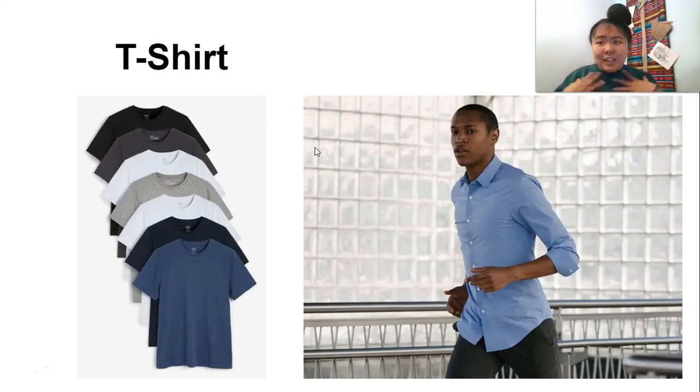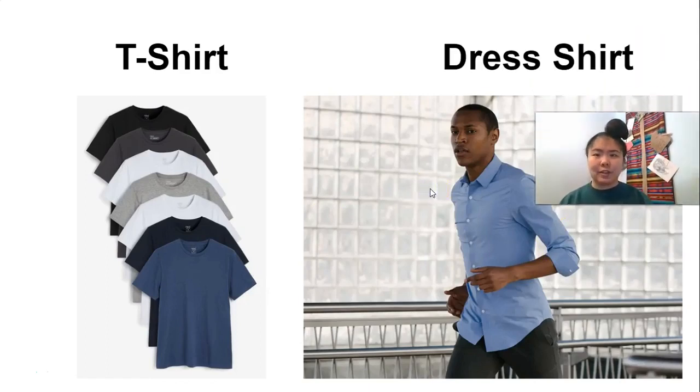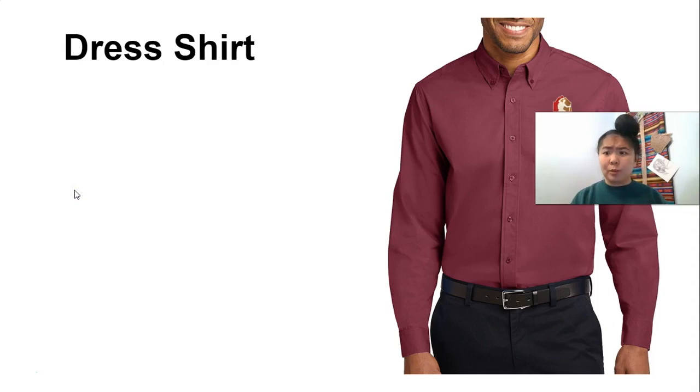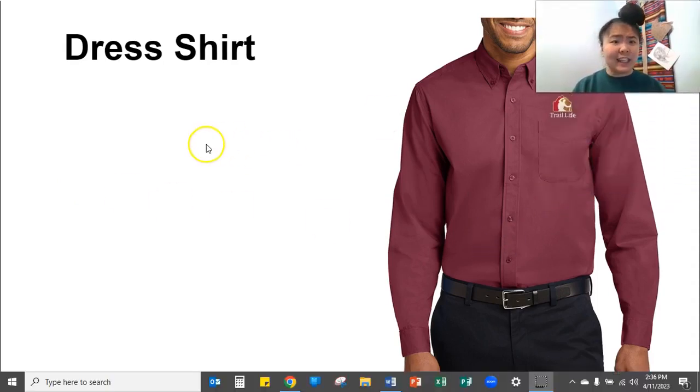T-shirt, right? A t-shirt, usually it's short sleeve, very comfortable, not very fancy. Versus this man is wearing a fancy piece of clothing. We call this a dress shirt. A dress shirt. So we'll talk about the parts of a dress shirt a bit more in detail.